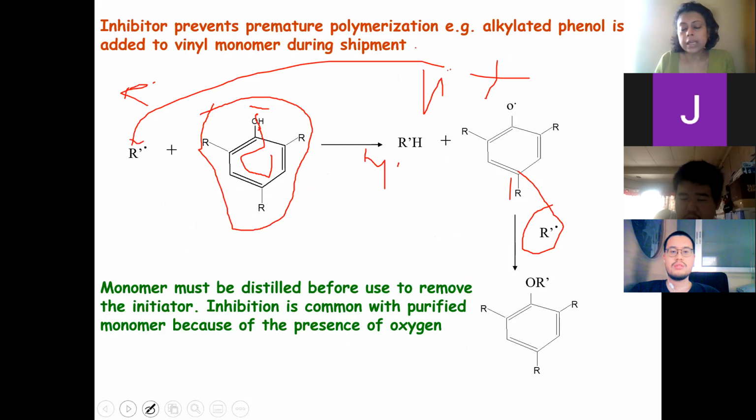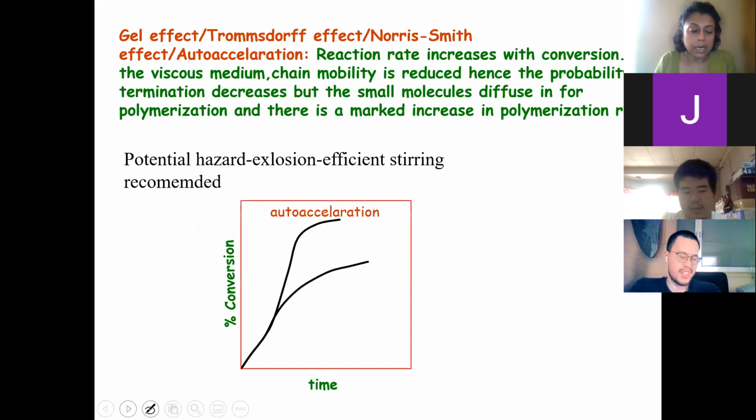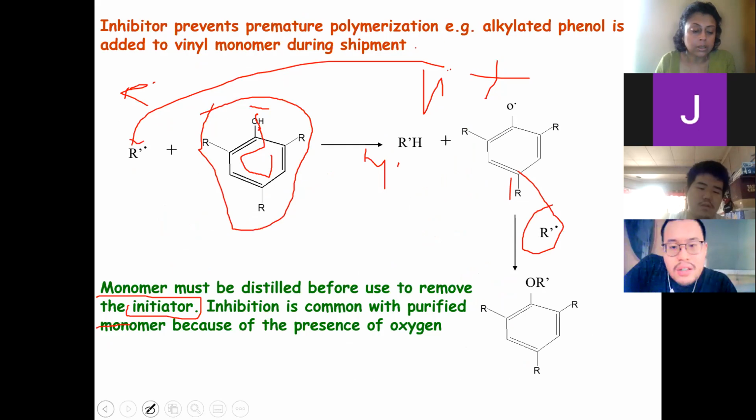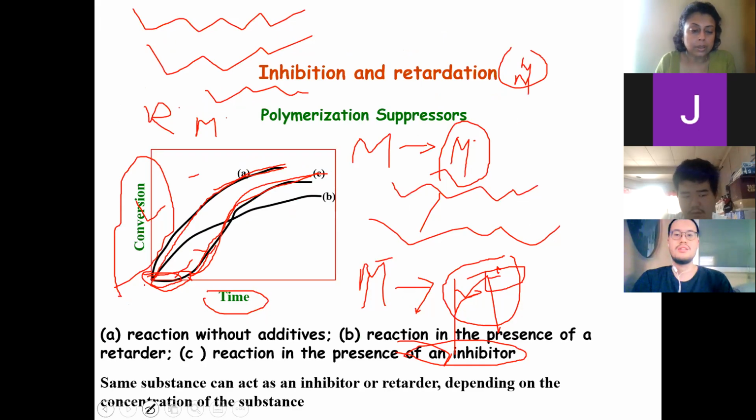So if you are using an unsaturated monomer, it comes with the inhibitor. So you have to always distill or do some kind of separation to ensure that you do not have the inhibitor in the system, and the reaction picks up like this.